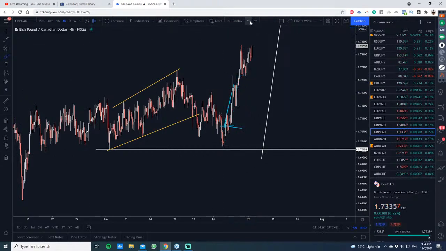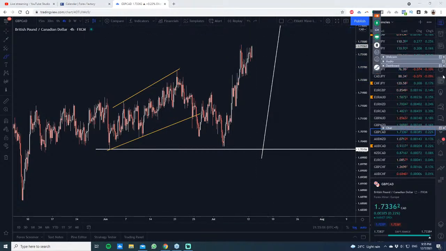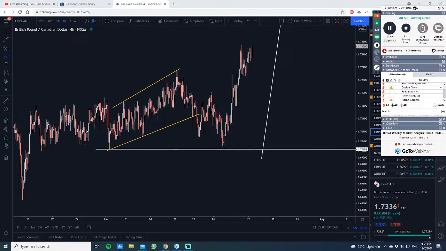Hindsight is always easy, but when we're moving forward, whenever you start to see something like that, just stay out of it. It's not going to be easy for you to manage that trade anyway. Hope that's clear.